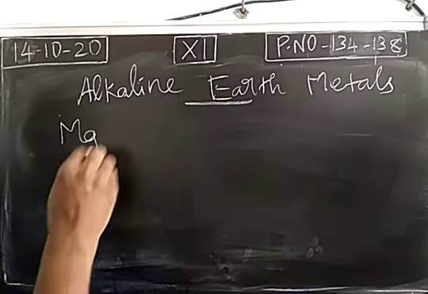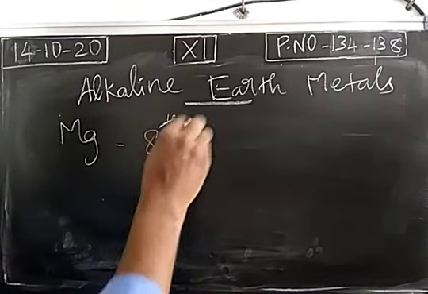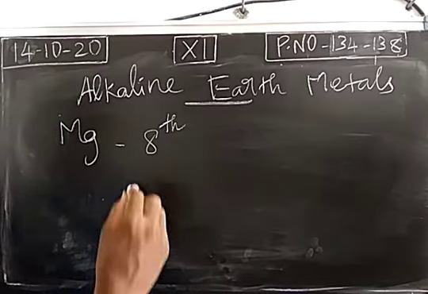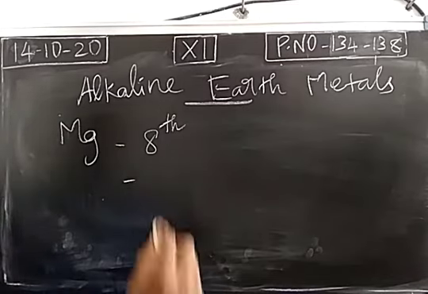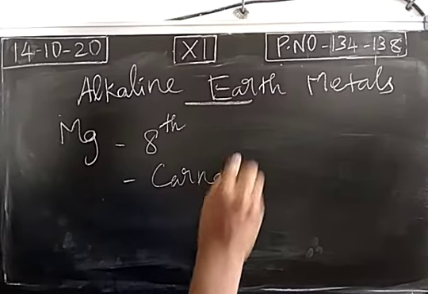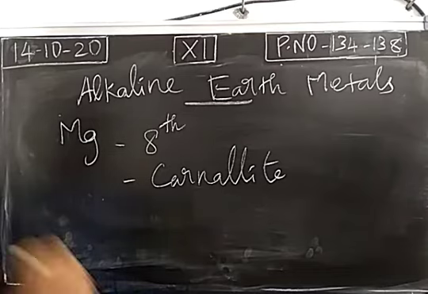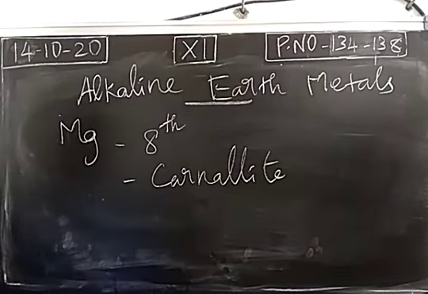Take the next element, magnesium. This is the most abundant element. So the 8th most abundant element is magnesium, and its ore is carnallite. As we studied already, alkali metals and alkaline earth metals are highly reactive. So they won't be present in the free state or native state. Always they will be in the combined state. All the alkali and alkaline earth metals are present in the form of compounds. From that we have to extract.